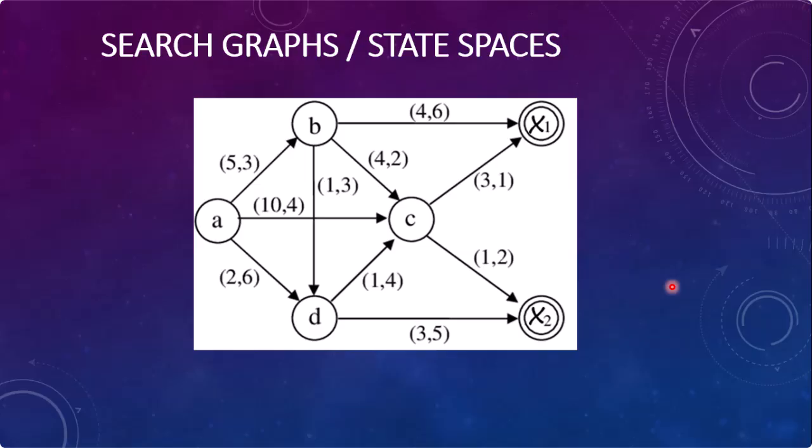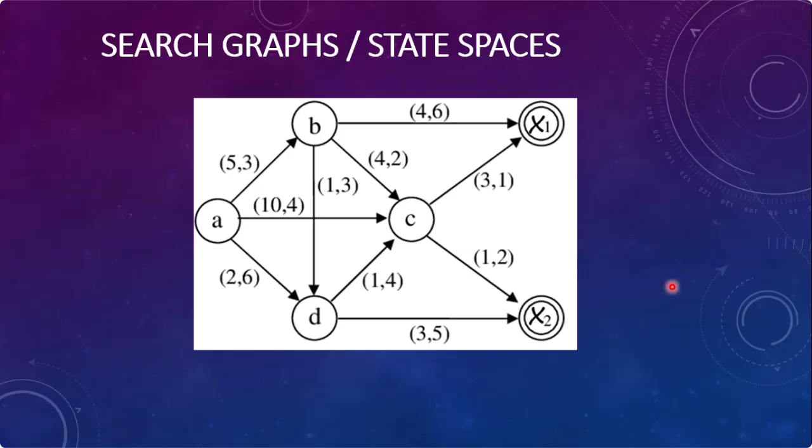So from A to X1 via B is going to be 5 plus 4, which is 9. From A to X1 through C is going to be 10 plus 3, which is 13. That is longer. Going through D is going to be 2 plus 1 plus 3, which is 6, which appears to be the shortest path. So that's how the mathematics is made.